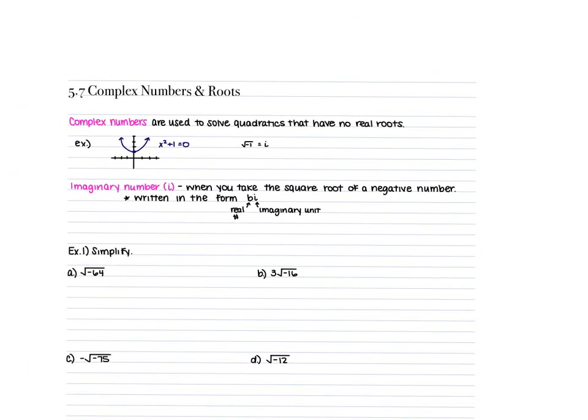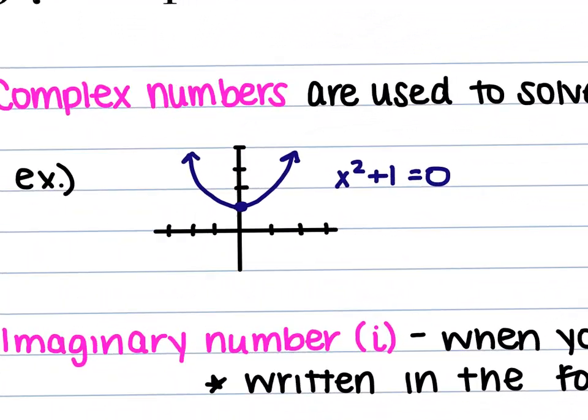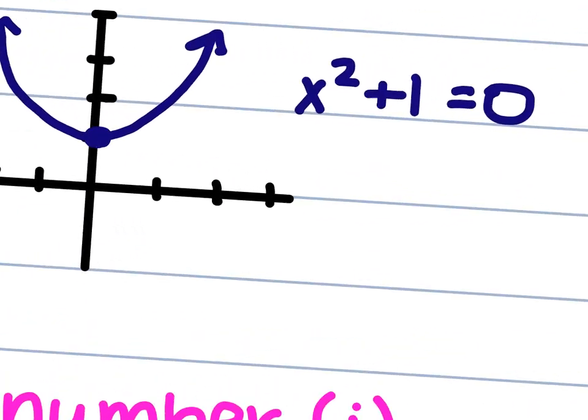So we've got 5.7, which is complex numbers and roots. These are complex numbers and roots, things that we don't normally deal with. We used to have a problem when we were dealing with quadratics or things like x squared, we would run into a problem. And the problem was this.